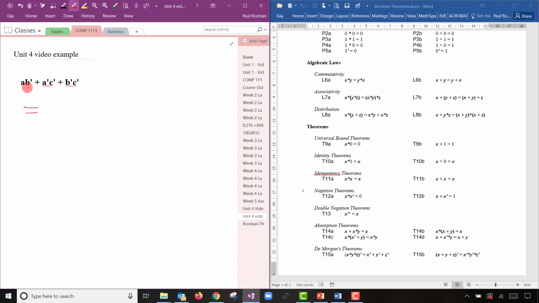I notice that the first term doesn't have any C's in it, but these two both have C not. Then I look at the second term and I notice it doesn't have any B's in it, and the other two terms have B nots. Then I look at the last term and I notice it doesn't have any A's in it, but these two have A's, but they're alternates, they're opposites of one another, and that's what I'm looking for. Check this out.